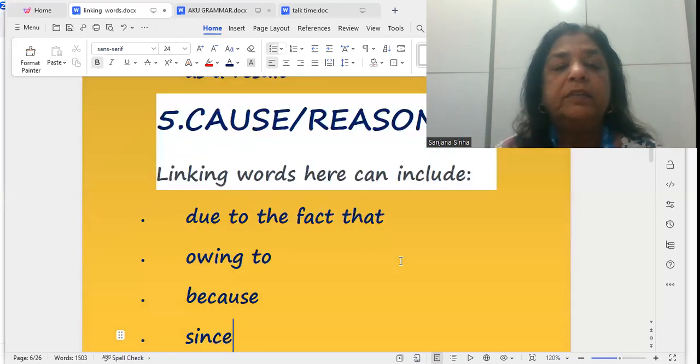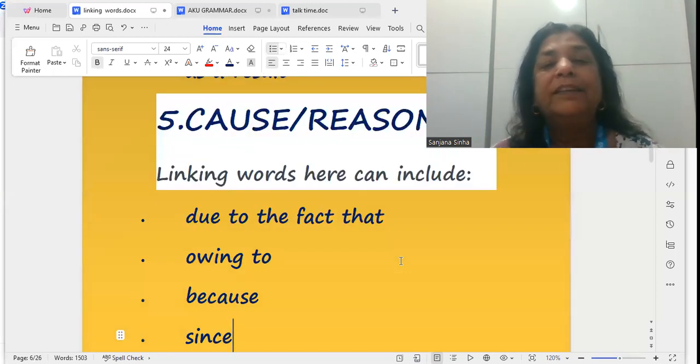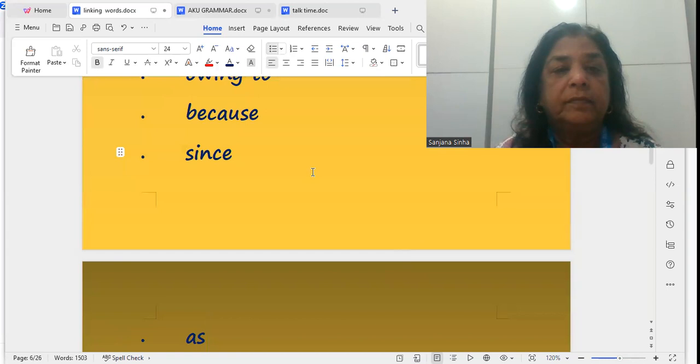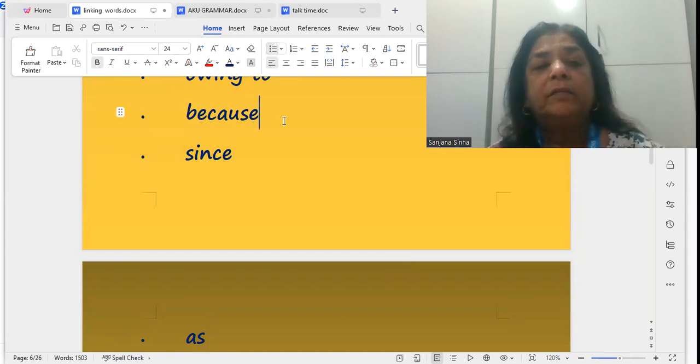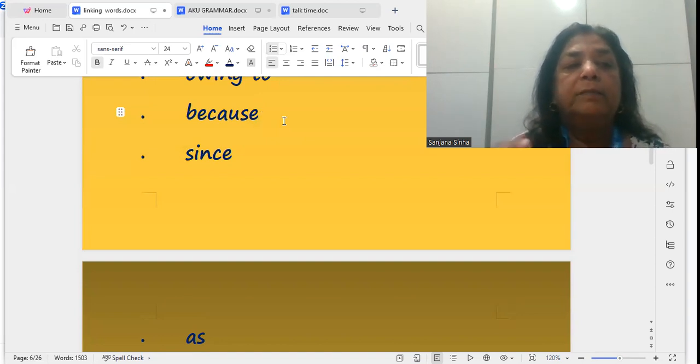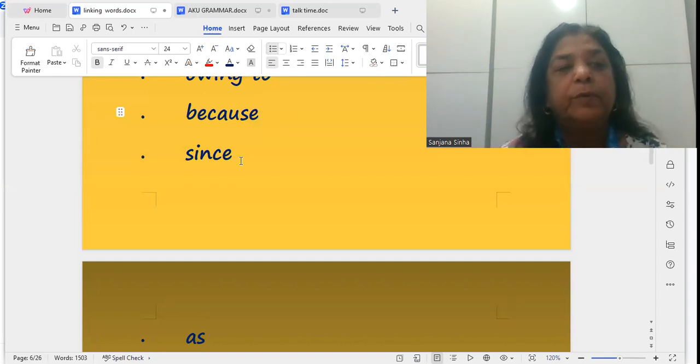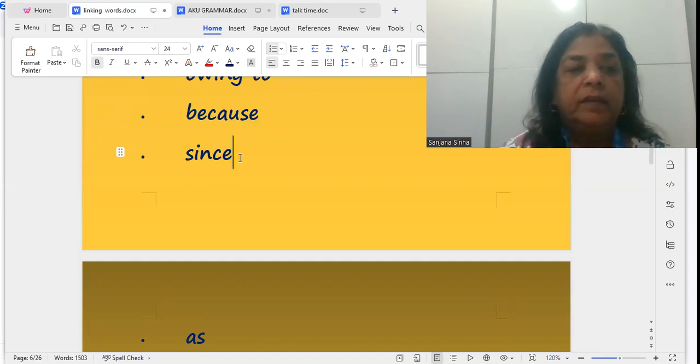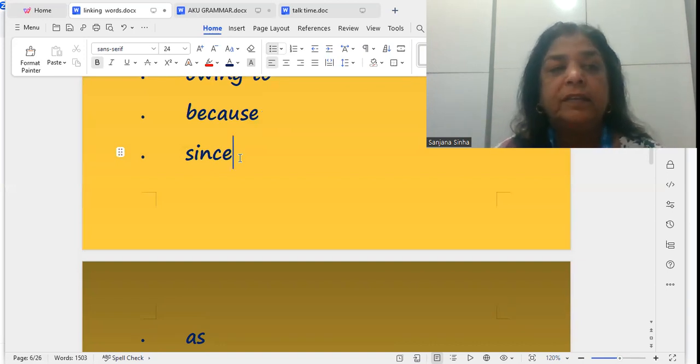Owing to, because of. Owing to his bad health, he did not score well. Because of late coming, the student was not allowed to enter the class. Since also means because. Since everybody wanted to go to the movies, I also had to agree with them. So I had to go with them. Since everybody wanted to go to the movie, I said, okay, let's go.